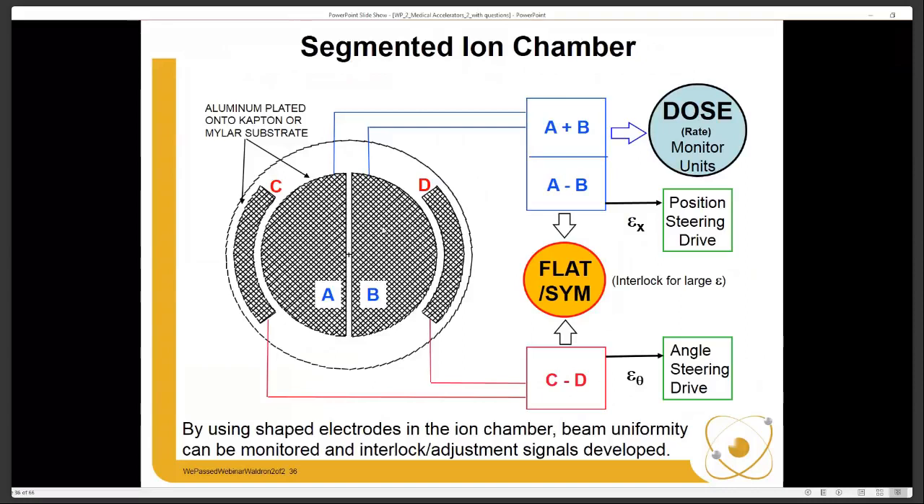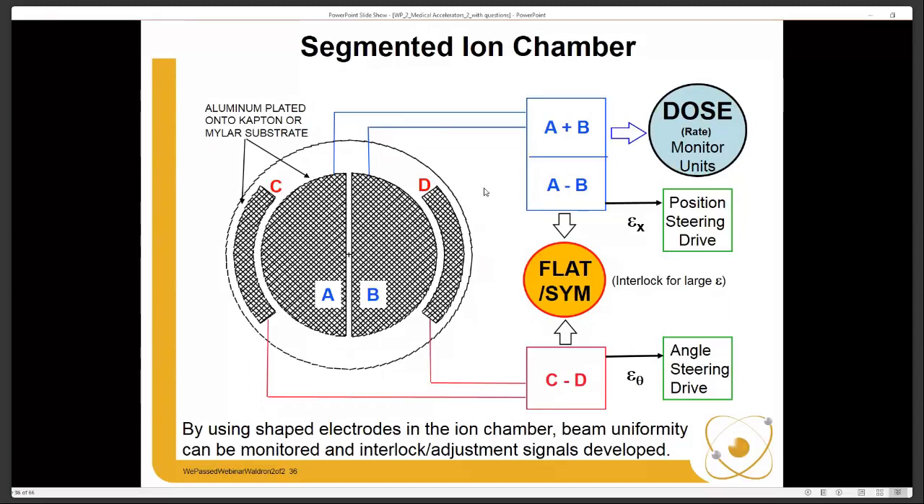So I can perhaps take the sum of A and B and say, okay, that's dose. I'm going to monitor that and say that's dose. I can take the difference between A and B and say, okay, this is probably going to tell me something about the beam position with respect to where it should be. And if I look at the difference between what's on C and what's on D, by which I mean current or charge on C and D, that might tell me something about the angle at which the beam is passing through. And so then I can use these different signals or these error signals to either drive the beam back into position with steering or even generate an interlock if it exceeds some value.